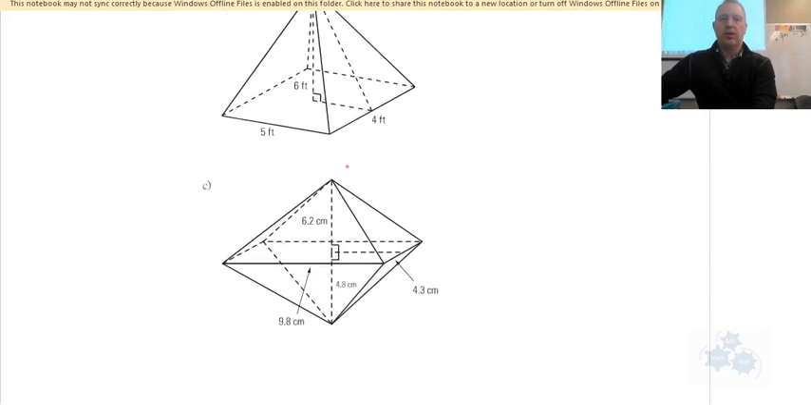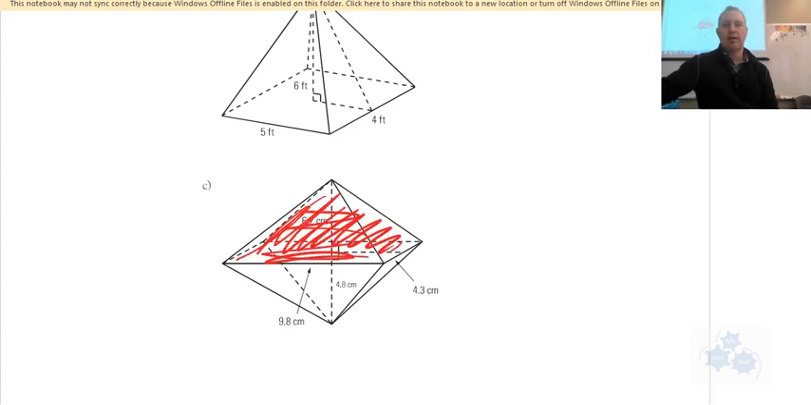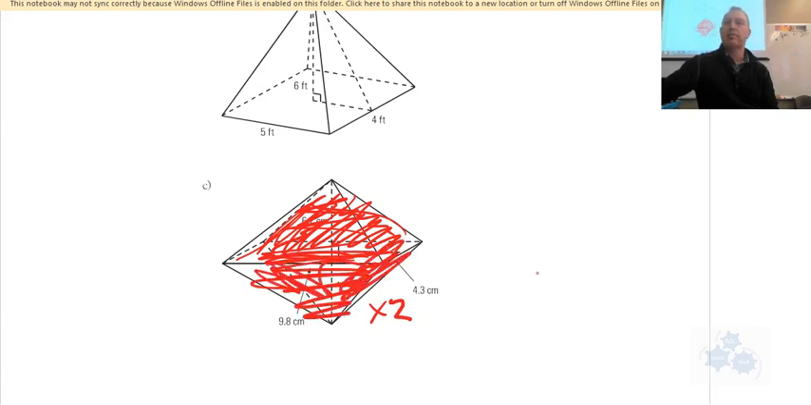Okay, so B is very similar. Oh, let's take a look at C. So C is just two pyramids stuck to each other, right? So if you find the volume of one pyramid up top here, all that space inside, what you can do is just multiply it by 2, and you get the volume of the rest of it.